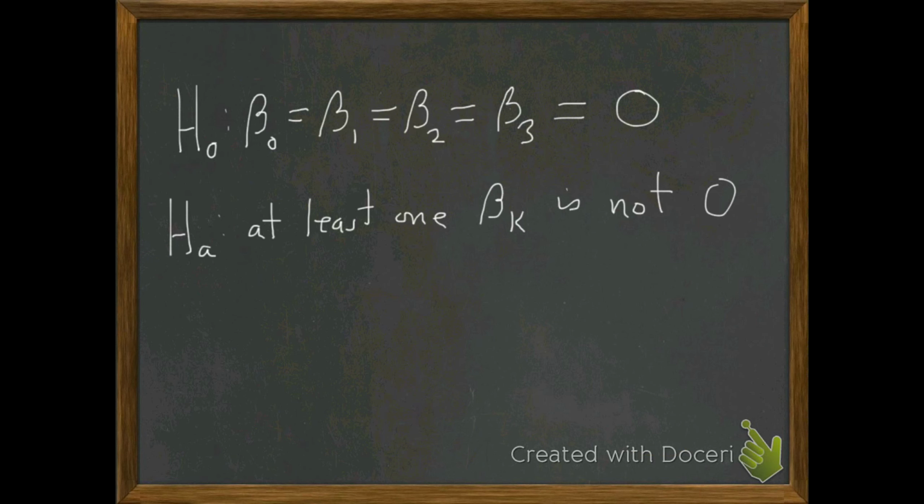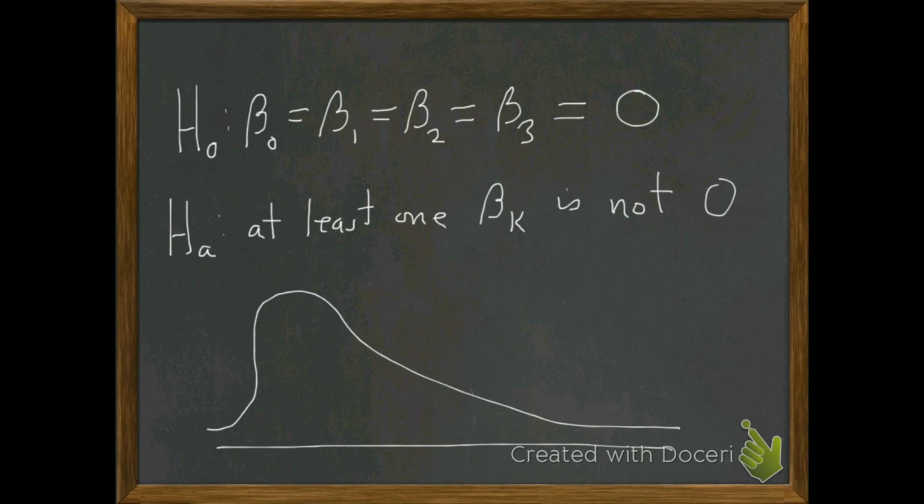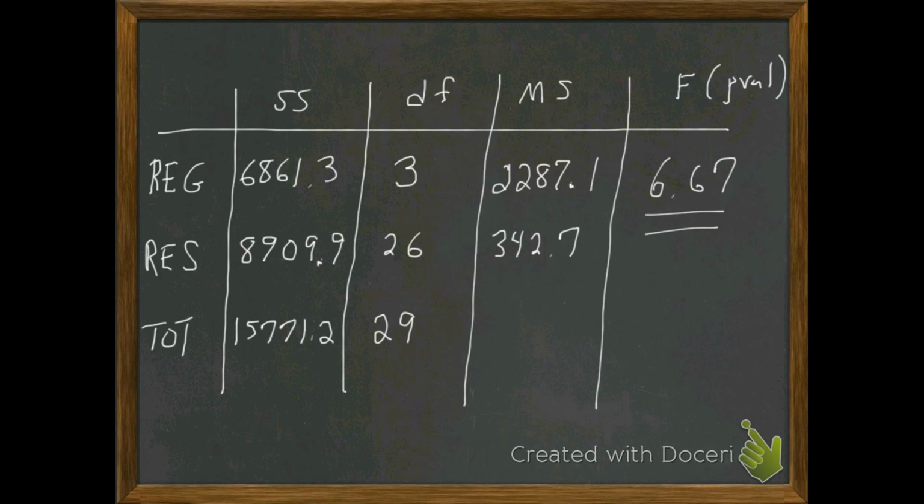All right, gang, what we've got going on here is the F distribution, which looks like a positively skewed distribution. We've got our F statistic here, which is equal to what, 6.67?